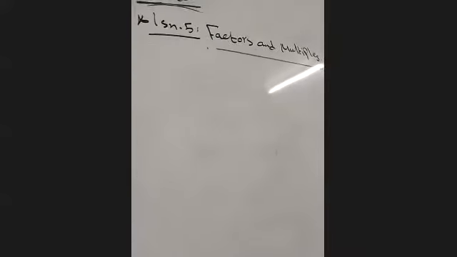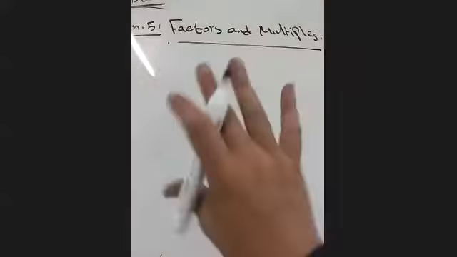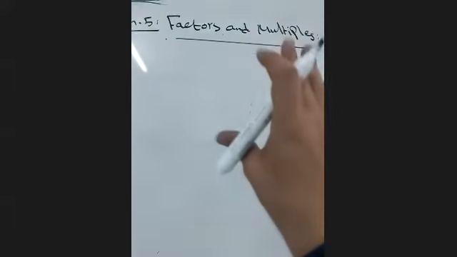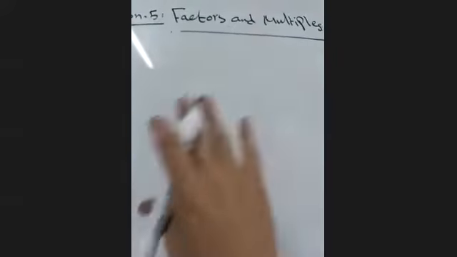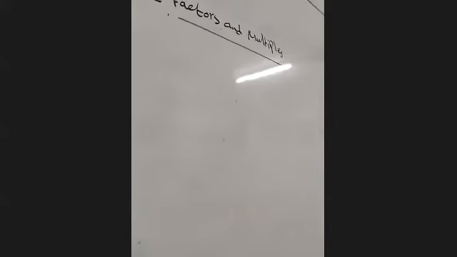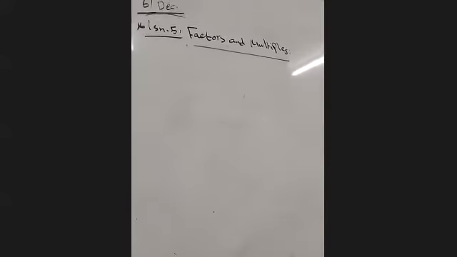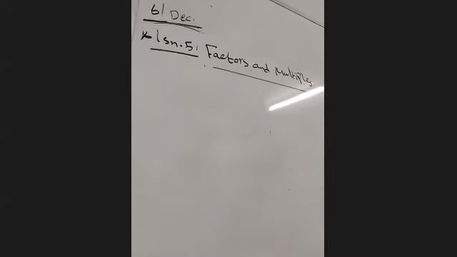Now let's remember what we did, guys, in the previous lesson. We took factors and multiples. We said factors are the numbers that this number can divide on. Multiples, we can find them by multiplying this number with 1, 2, 3, 4, and as much as you can.